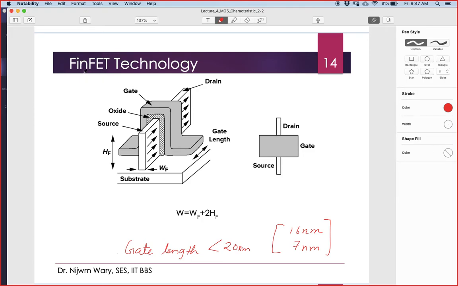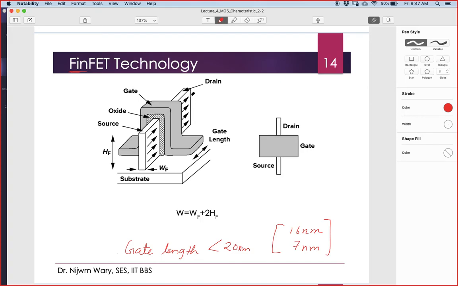FinFET is a MOSFET only, but the term FinFET has come into the picture. So what basically is it? You can see the gate here. This is the gate of this device, this is the oxide, this is the source, and this is the drain.